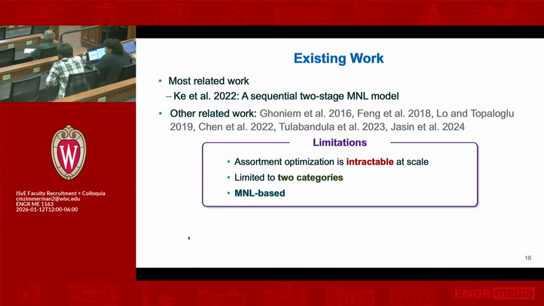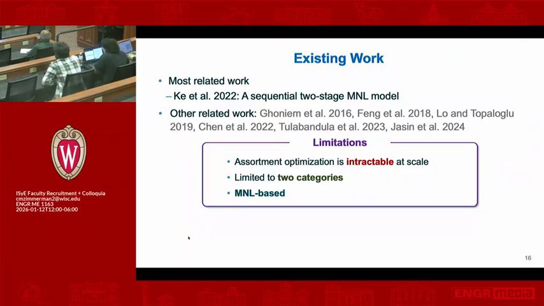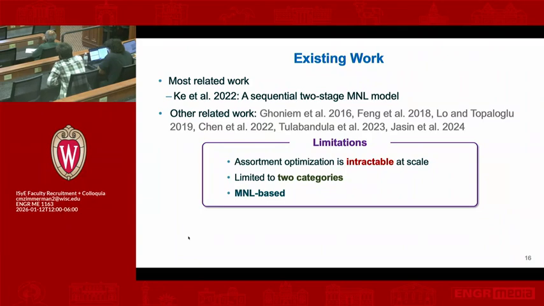So besides the intractability, most of those models are limited to the 2 categories, and they are based on the ML model. They use ML to capture the substitution effect within each category. Even though there is a rich body of work in single category choice models, they haven't been incorporated into the current multi-category model.